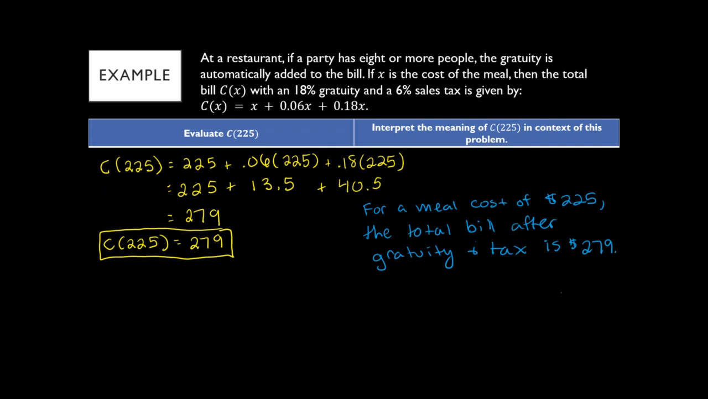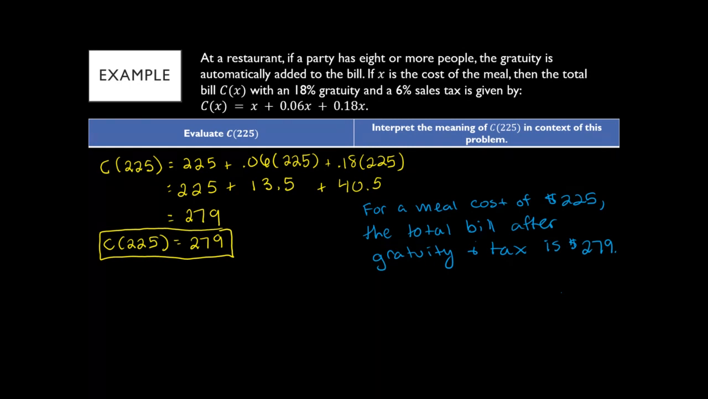So this is what it means to interpret in context. We have our value, C of 225 equals 279. Our input was 225. The output is 279. But to put this in context, you need to write a sentence that's relating to the problem. So we're telling us that the input of 225 was a meal cost, and then the output is the total bill after gratuity and tax, and that's 279. So you need to include enough information so that somebody knows what this means.